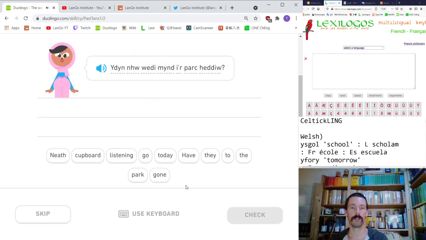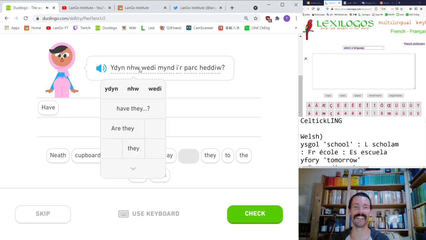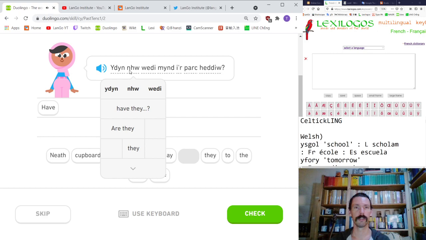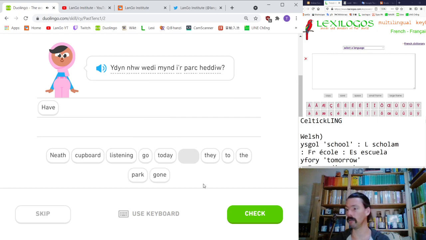Ydyn nhw wedi mynd i'r parc heddiw? Have they gone to the park today? No, so that's not a voiceless N. That's a cluster, a sequence of those two sounds. Ydyn nhw wedi mynd i'r parc heddiw?